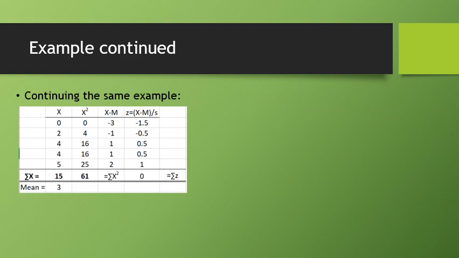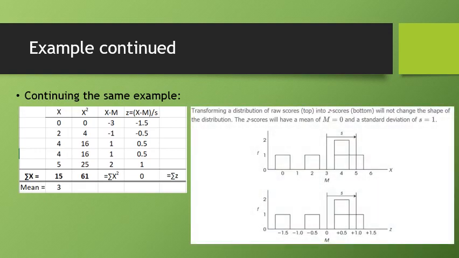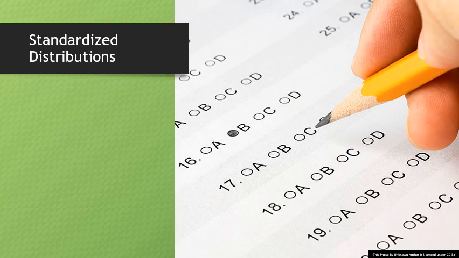All right, continuing with the same example, let's say we took the original X scores and we plotted them. So the raw scores are on the top. We have a 0, a 2, a 4, a 4, and a 5. Well, what happens if we plot the z-scores? Notice the shape is exactly the same. But notice the mean of the original distribution was 3 with a standard deviation of 2. But notice the new distribution of z-scores has a mean of 0 with a standard deviation of 1. Again, this will happen every time you transform scores into a z distribution.